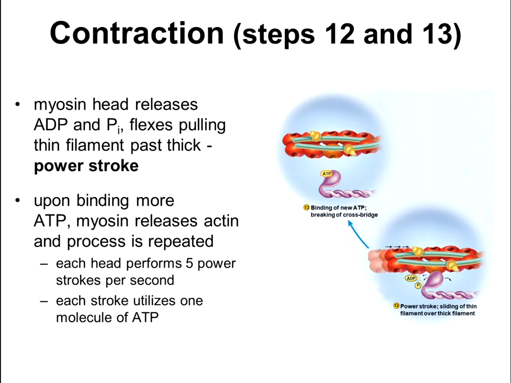Upon binding more ATP, myosin releases the actin and the process is repeated. Each head can perform 5 power strokes per second. Each stroke utilizes 1 molecule of ATP. This is muscle contraction at a molecular level.